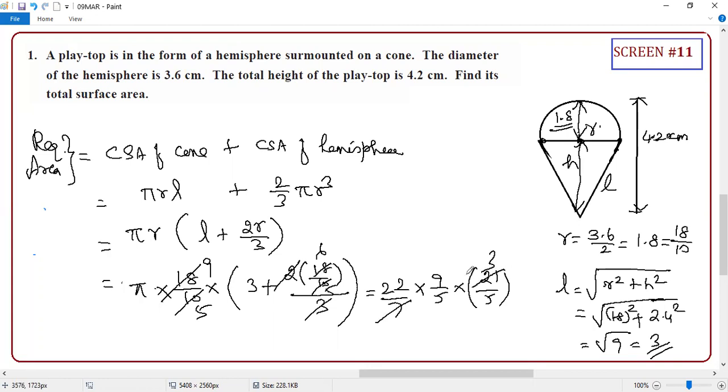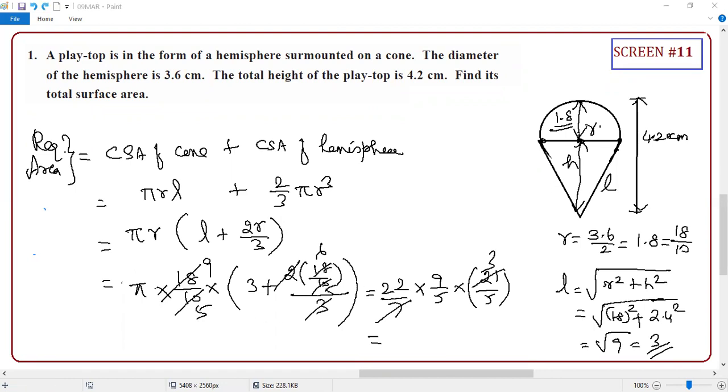This is 3. Guys, rest of them are your duty. Someone can simplify and tell me, then let me know the answer. 22 into 9 by 5 into 3 by 25. Anyone can tell me the answer? Guys, quickly. What is the answer? Use calculator. Give me the answer directly. 22 into 9 into 3, that is 22 into 27.